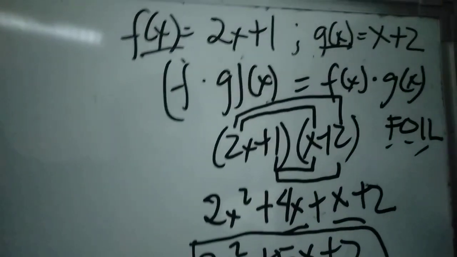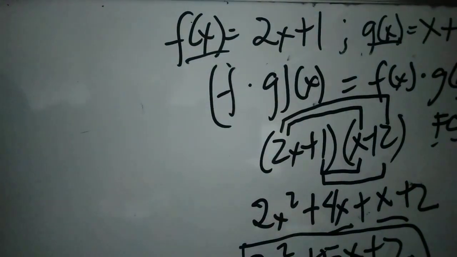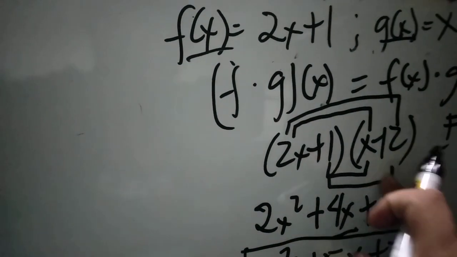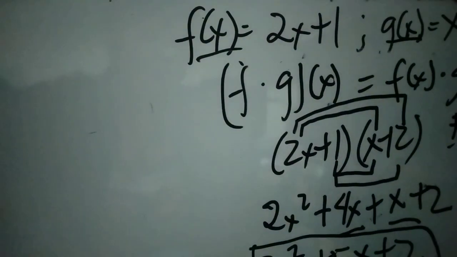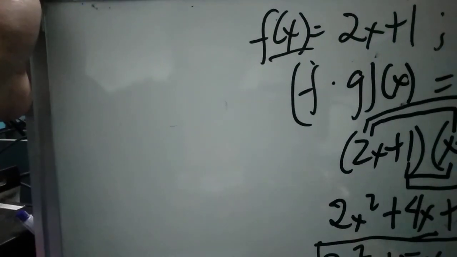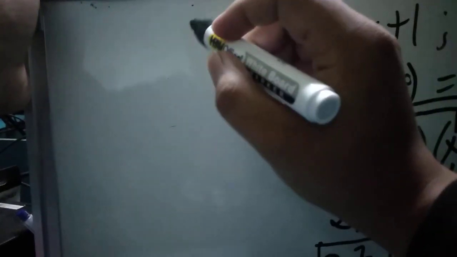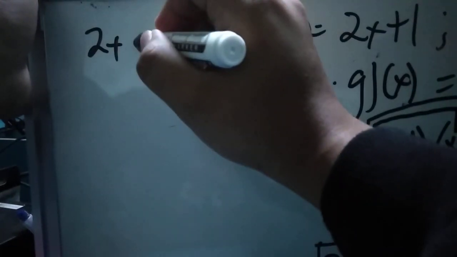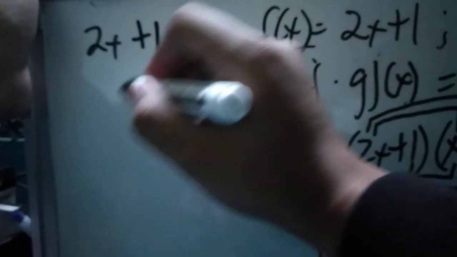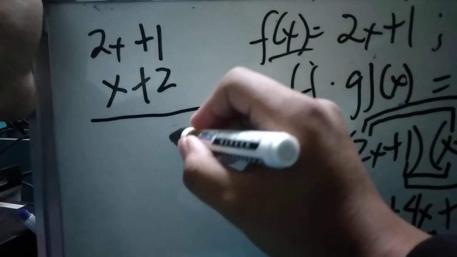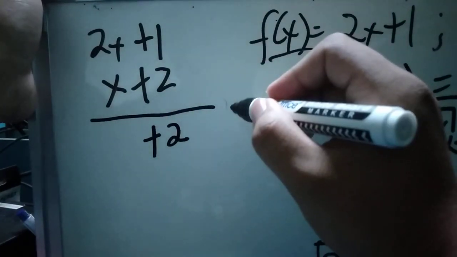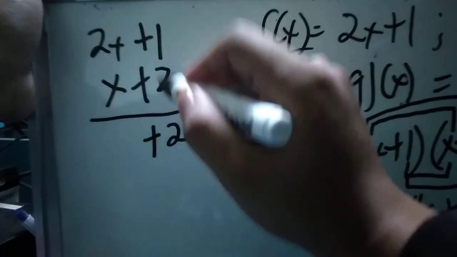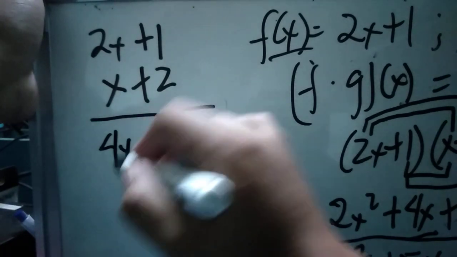Ayan. So, another technique, tignan natin kung tama ba yung sagot natin. So, another technique, dito tayo. Same expression. Ito yung mostly ginagamit ko na technique kasi mas gamay ko to kaysa yung FOIL. So, 2x plus 1, yung normal lang na multiplication, and then x plus 2. Ganyan. So, 2 times 1 is 2, positive 2. 2 times 2x is positive 4x or simply 4x.